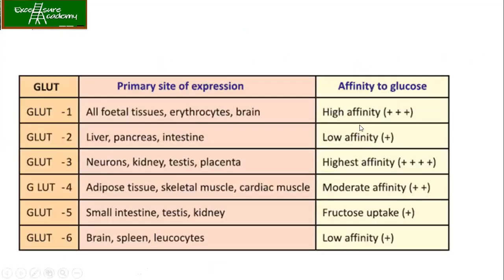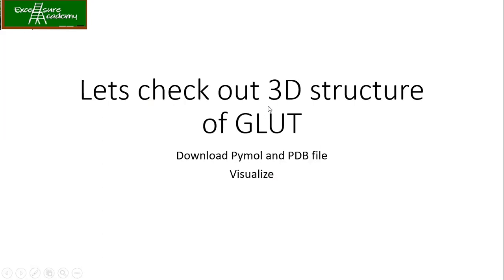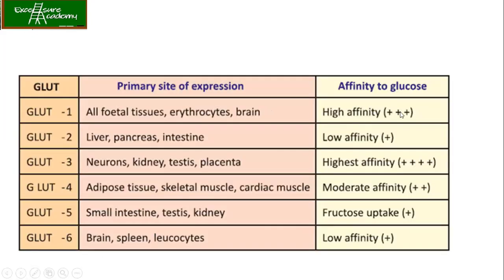Okay, so this is just a table, the primary site of expression. In the case of GLUT1, which is present in the erythrocytes and brain, we have high affinity. Then in the case of GLUT2, in the liver and pancreas, low affinity. Now you see highest affinity in the case of neurons, kidney, testis and placenta, where the maximum amount of glucose is taken up by the body or by the cells.